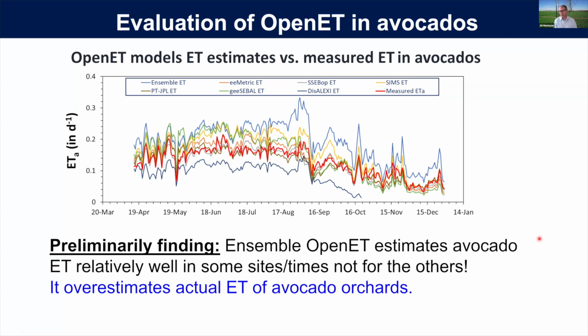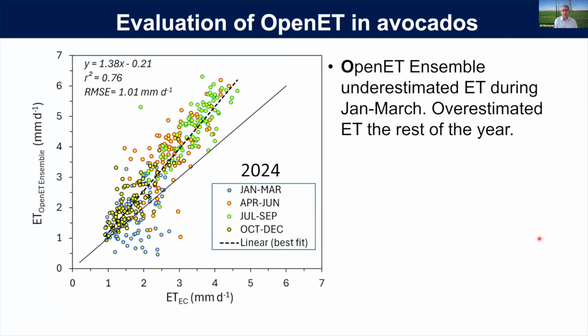If we just talk about the ensemble OpenET, which is the average of those, the data shows overestimating sometimes and underestimating as well. This one comparison can give you some ideas. So this data shows basically OpenET at this site underestimates the avocado orchard ET during January to March, but overestimates the ET for the rest of the year. So you see, sometimes underestimate, sometimes overestimate.